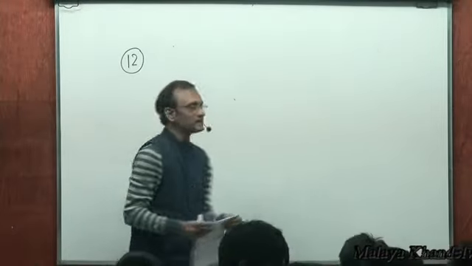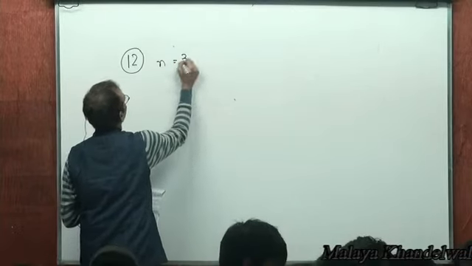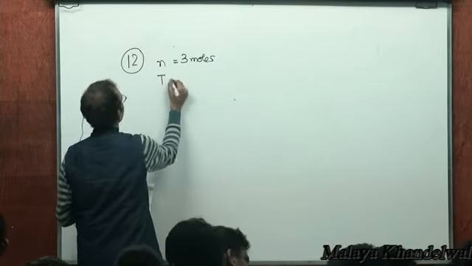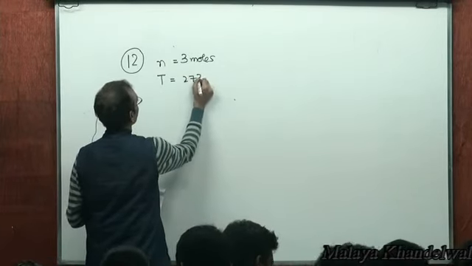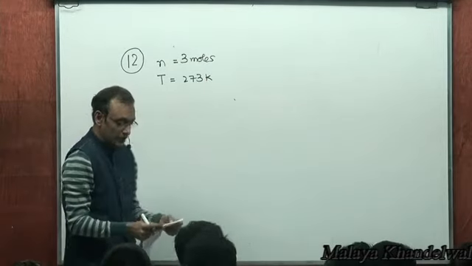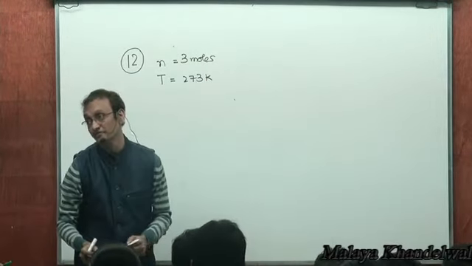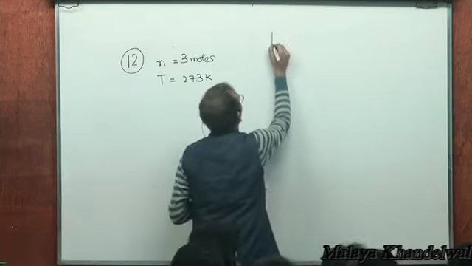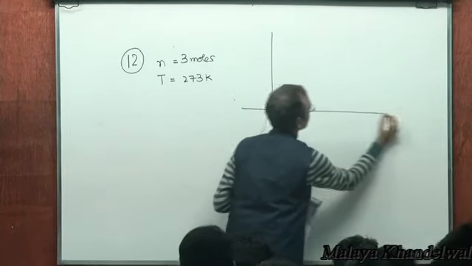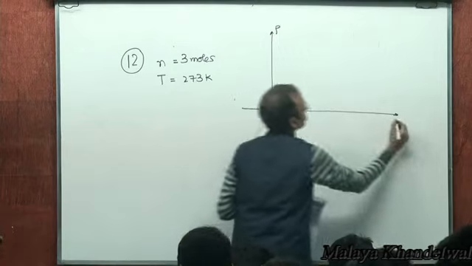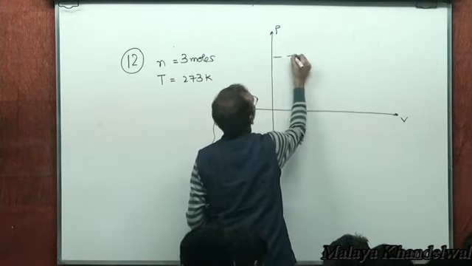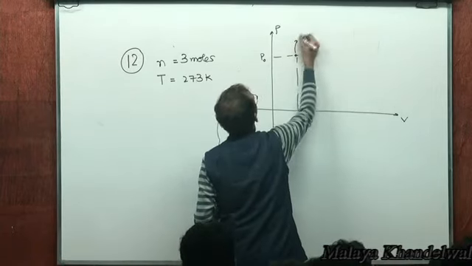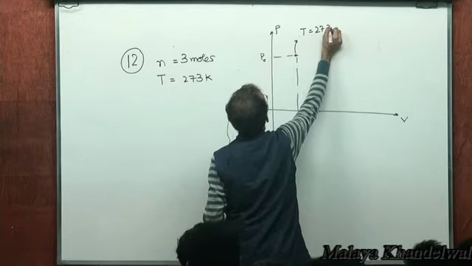Three moles of an ideal gas. We are talking of 3 moles of an ideal gas at temperature T equal to 273 Kelvin, initially expanded isothermally so that its volume becomes 5 times. Let's draw the indicator diagram. On the PV graph, we start with a certain pressure, P naught, and a certain volume, V naught. And this point has temperature T equal to 273 Kelvin.